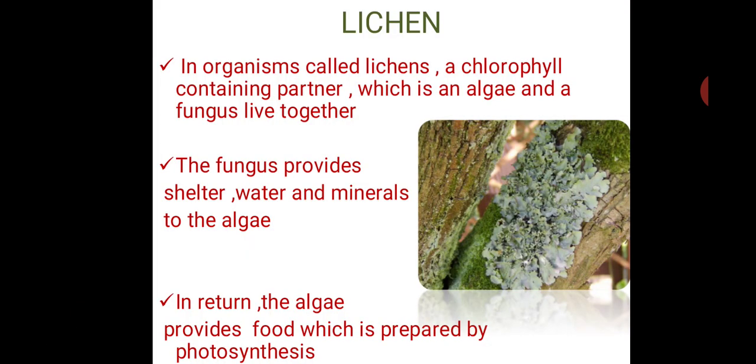Let's see another example of symbiotic association, that is lichen. In organisms called lichens, a chlorophyll containing partner, which is an algae, and a fungus live together. The fungus provides shelter, water and minerals to the algae. In return, the algae provides food which is prepared by photosynthesis.